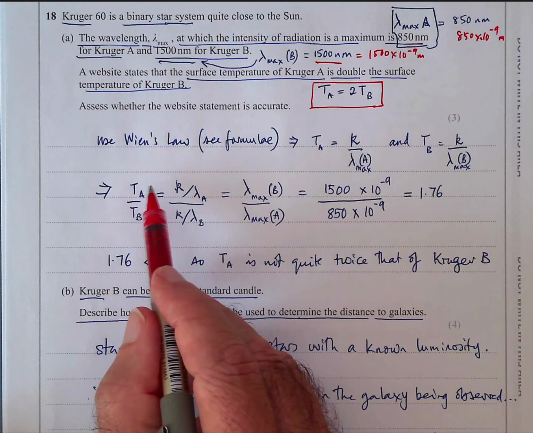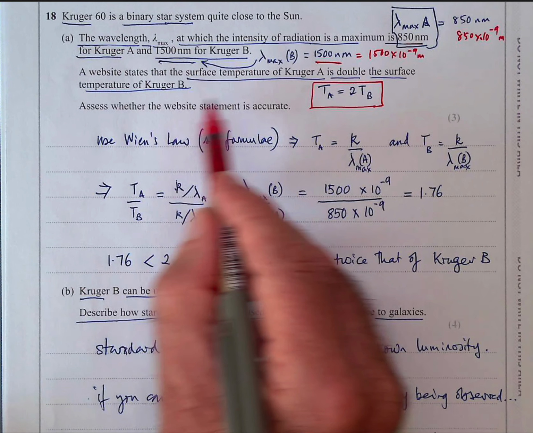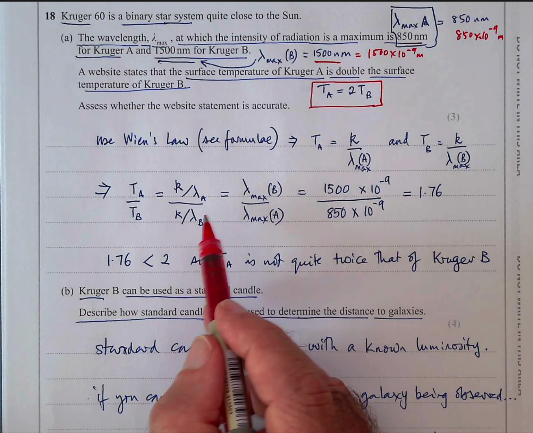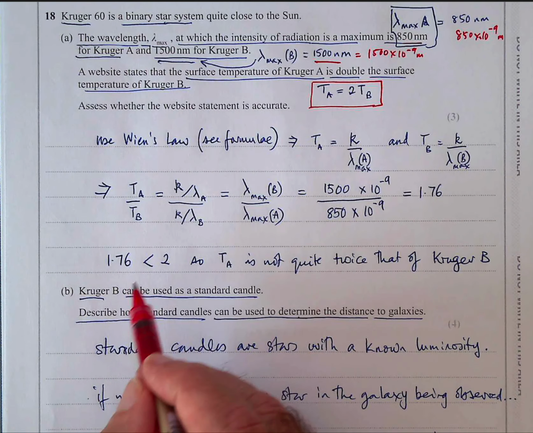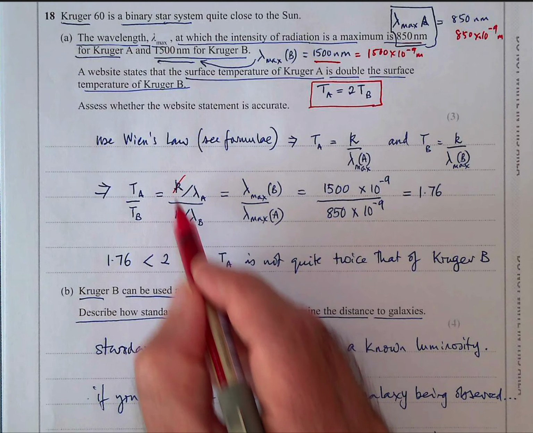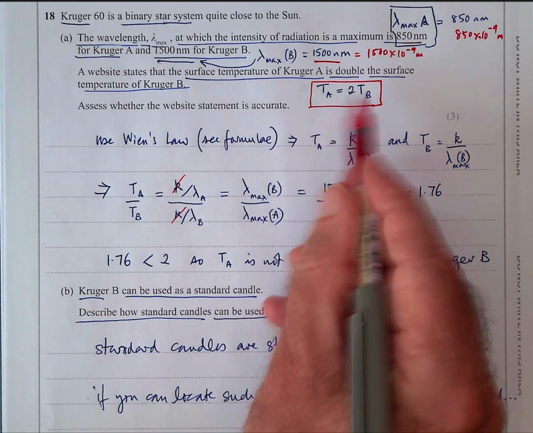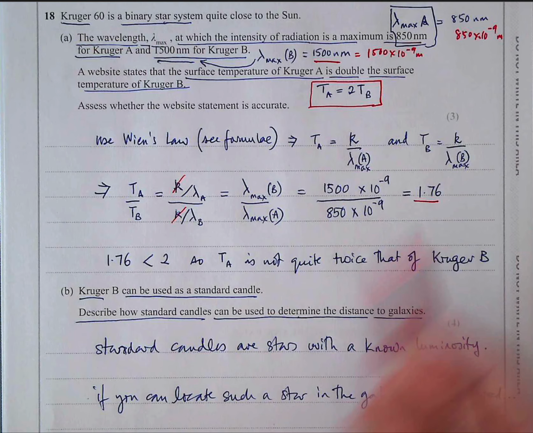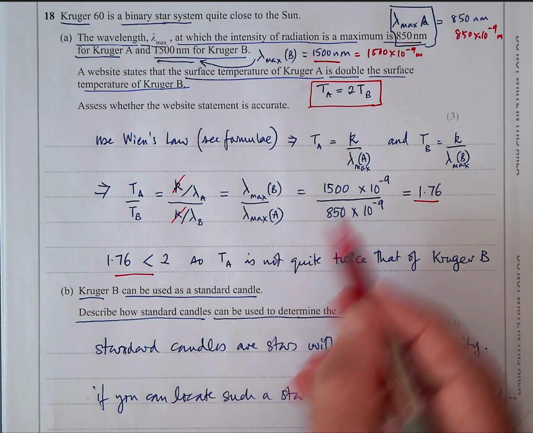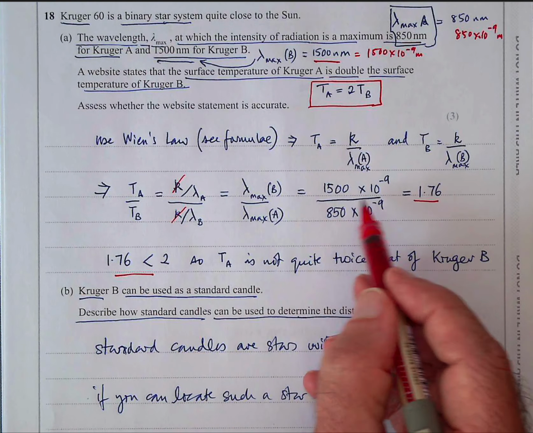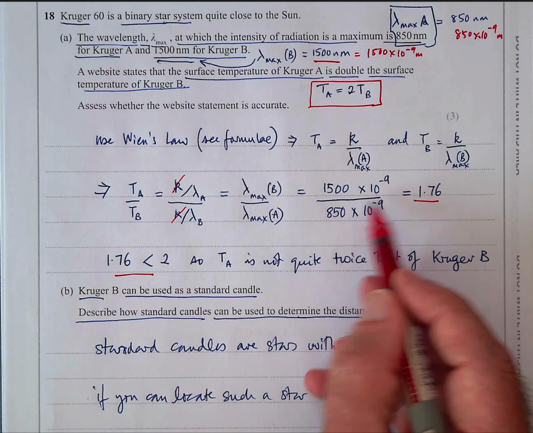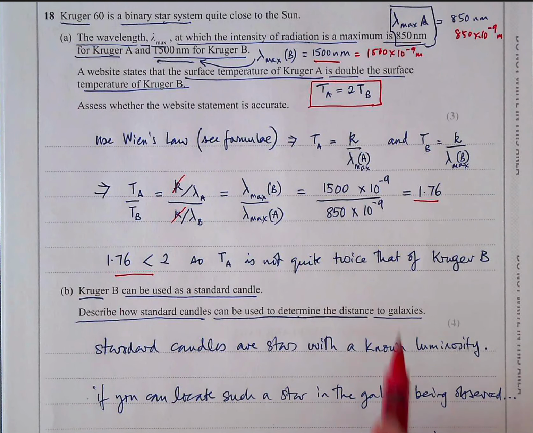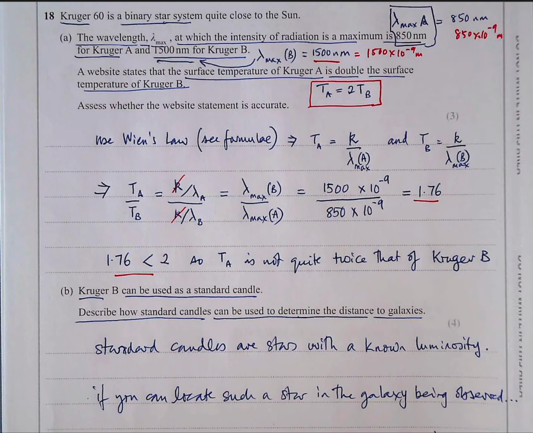If you want to work out whether it's double, if we put in K over lambda, basically only the lambdas are going to change. The K's cancel out by doing TA over TB. We want TA to be double, but when you put in the values of the ratio of the maximum wavelengths, you get a ratio of 1.76, so it's less than 2. It's not quite twice that of Kruger B.